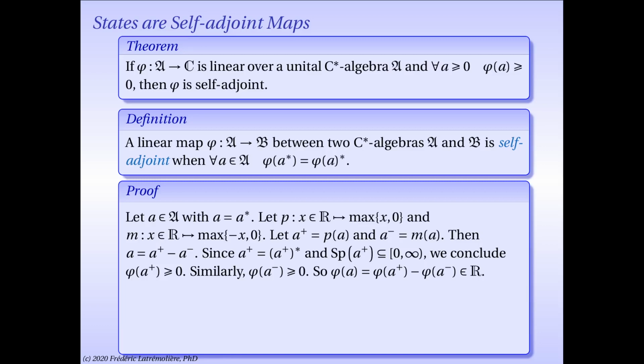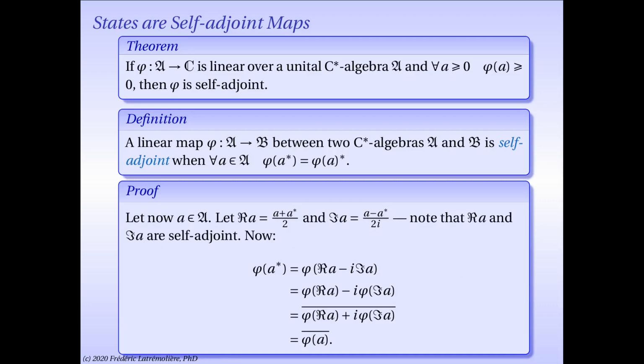And therefore, we can conclude from our characterization that A plus is a positive element in our C-star algebra. Now, phi being a positive linear functional will take a positive value on A plus. The same reasoning shows that phi will also take a positive value on A minus, and therefore phi of A, which by linearity is phi of A plus minus phi of A minus, is a real number. Okay, so we have shown that positive linear functionals take real values on self-adjoint elements.